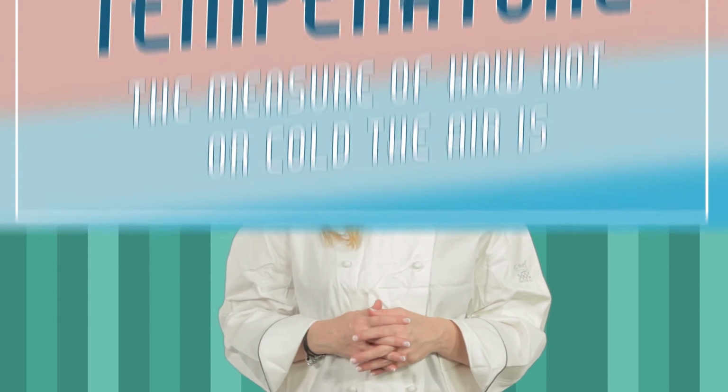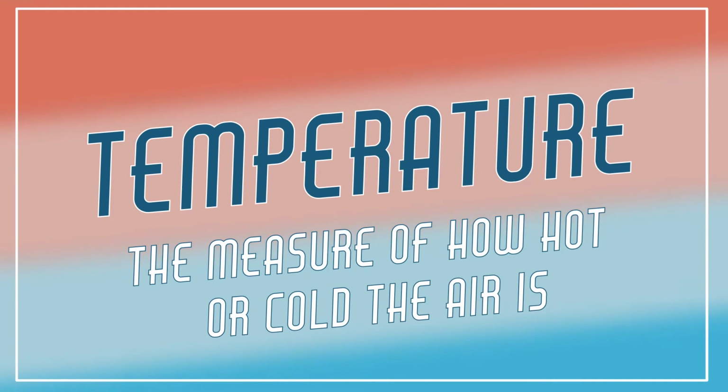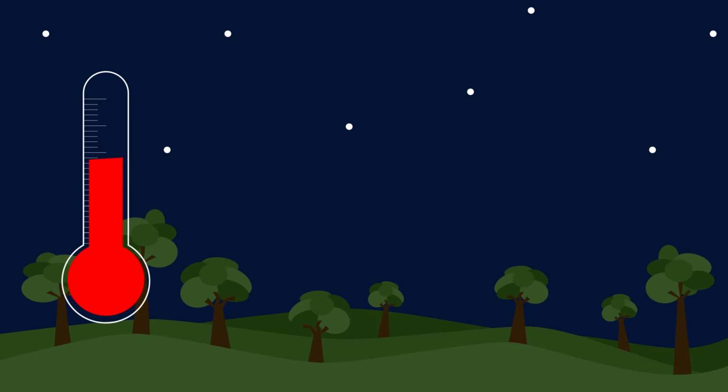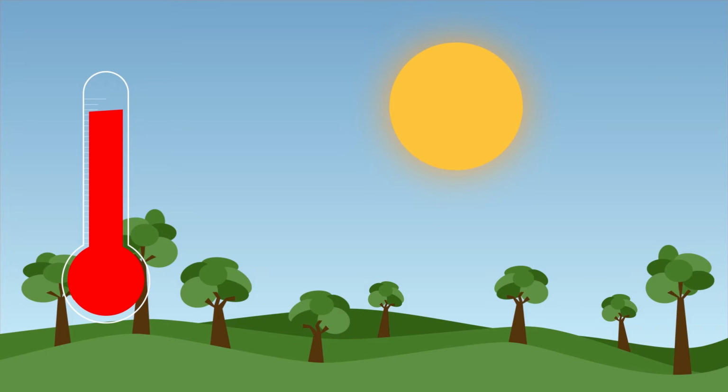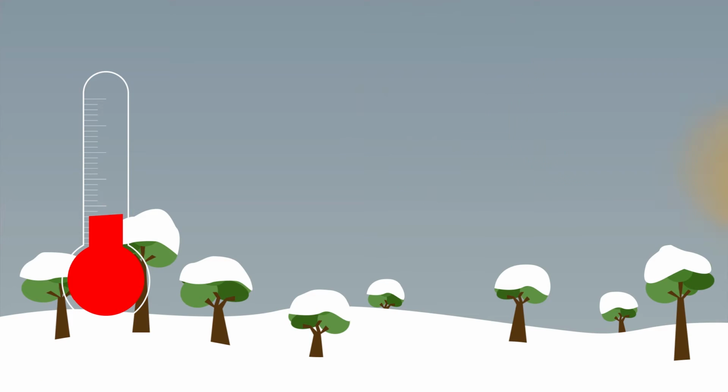Well, let's start with temperature. Temperature is the measure of how hot or cold the outside air is. And you know that this can change frequently. It's usually cooler at night than it is during the day. And of course, it's colder in the winter and hotter in the summer.